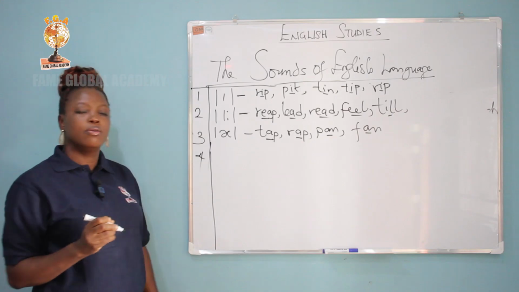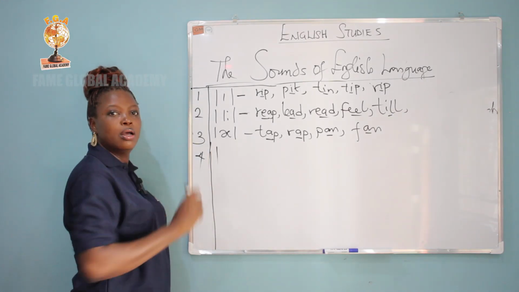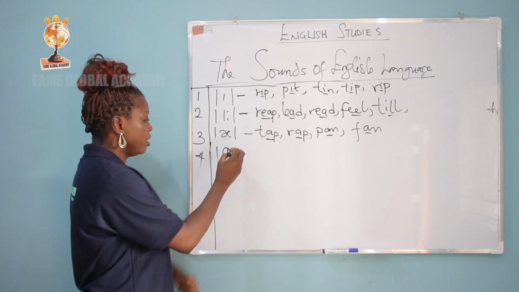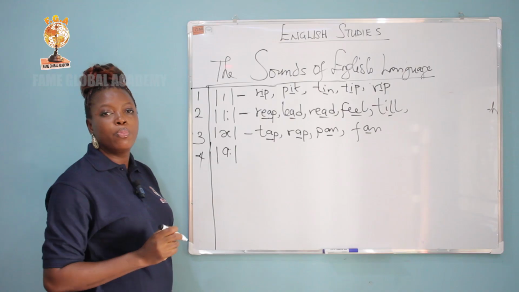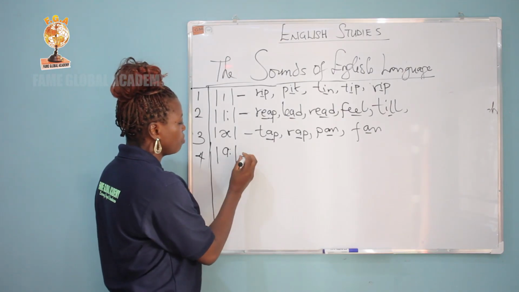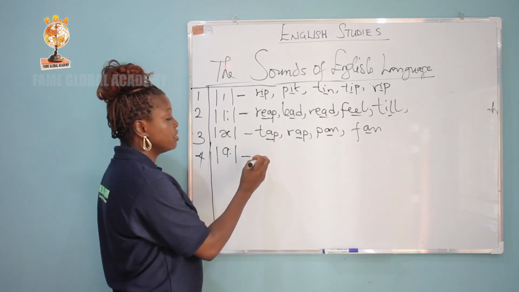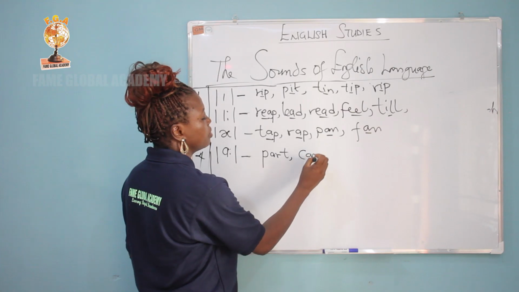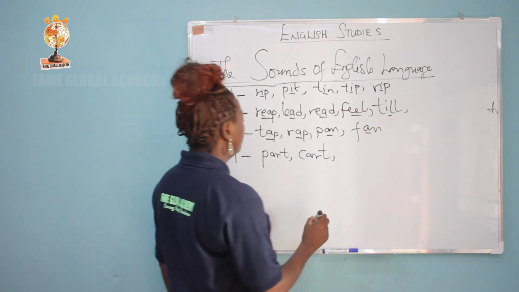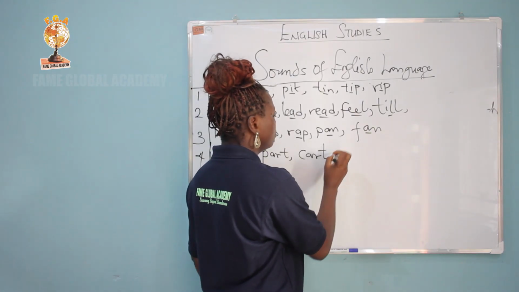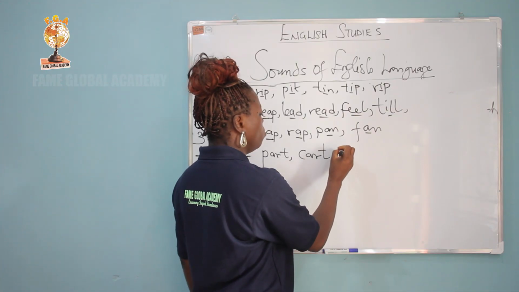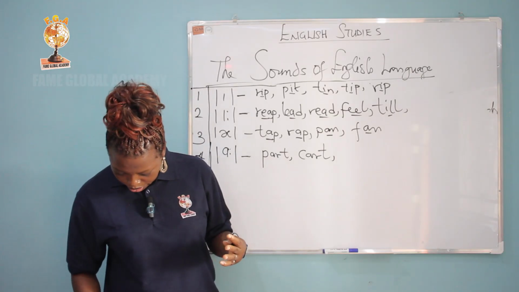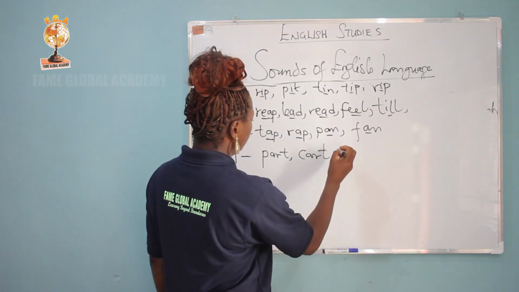Now, the fourth vowel sound we're going to be treating is the long A sound. Remember, the colon has to be there. The long A sound is represented in words like part, cart, parts, and art.